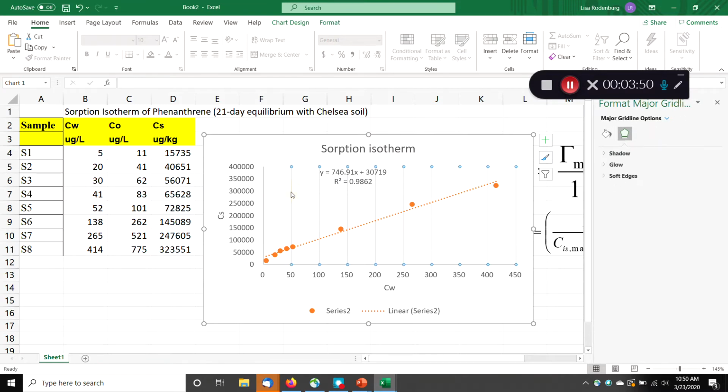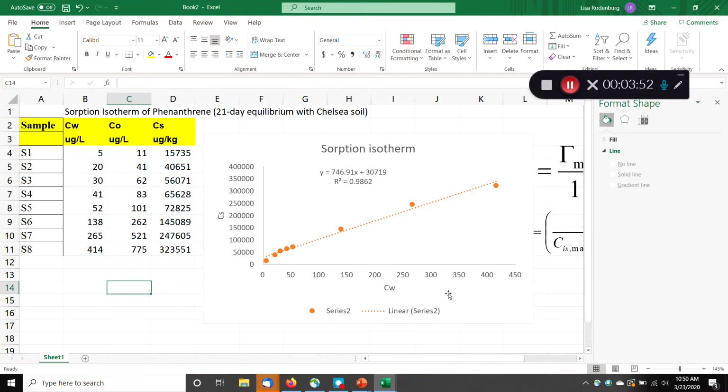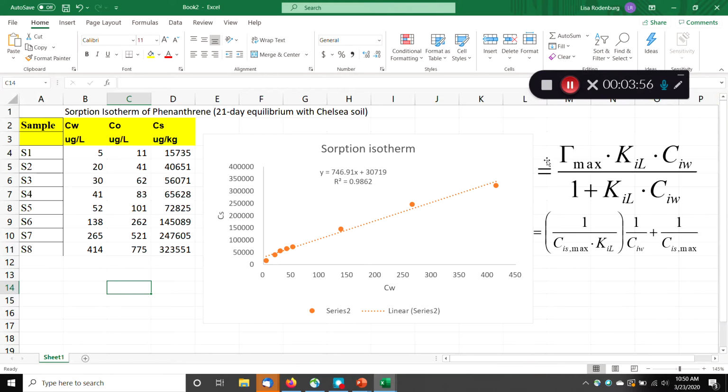But when you're doing this stuff in the lab, you should get a really, really good R squared because you're doing it in the lab. And one of the things you notice is that these points are below the line, and these points are above the line, and then these points are below the line. So that's a systematic error. You want your errors to be random, not systematic. So that's our first indication that maybe this is not a linear sorption isotherm.